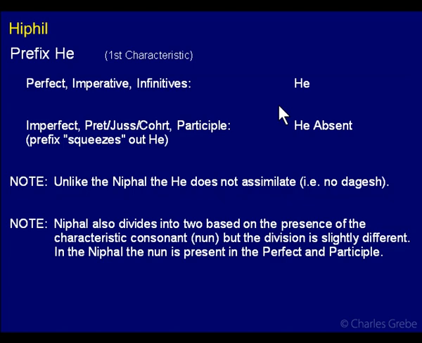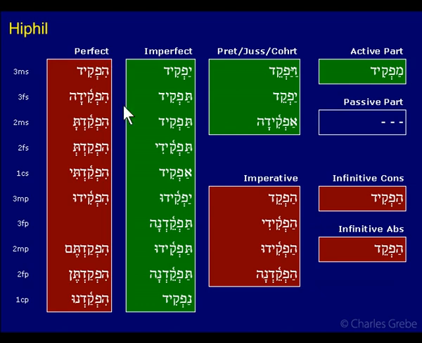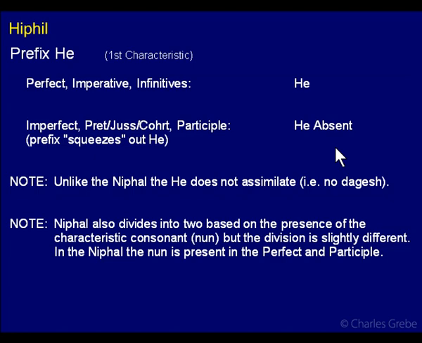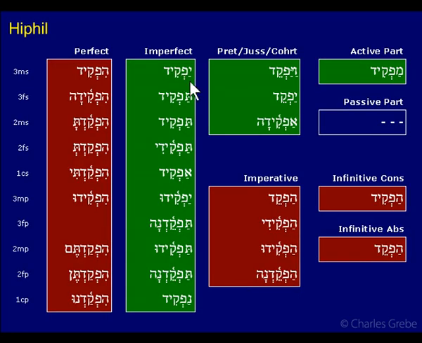Okay, so back to the lesson here. Perfect, imperative, and infinitives have the hey, I just said that. And the other ones, the hey is absent. And this is unlike the Hitpael, which I just explained. The Hitpael divides differently. What happens here is that the hey gets squeezed out, just like with the Hitpael. With the Niphal, the nun gets squeezed out when you have a prefix, and it actually assimilates into the first radical. With the hey, it simply drops out. You don't have it at all.